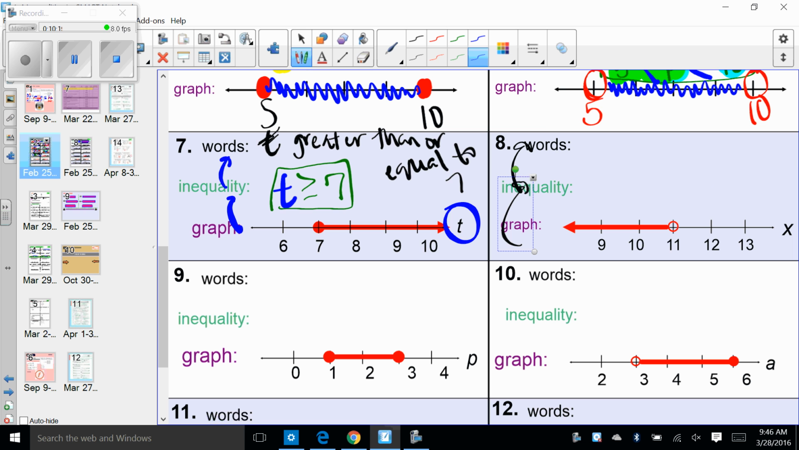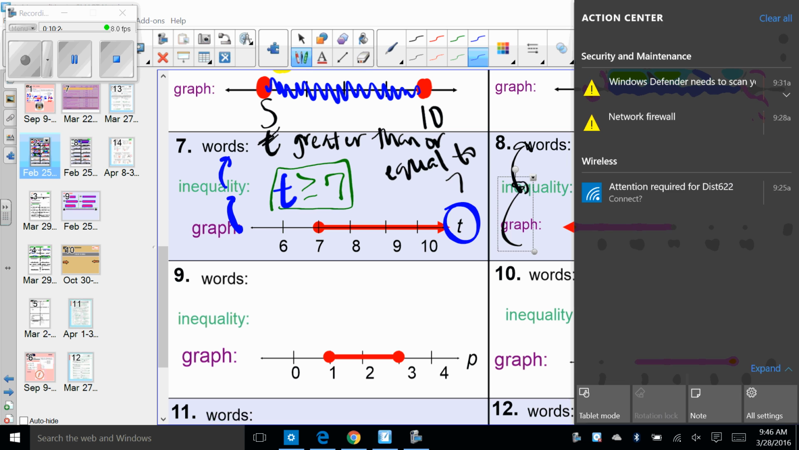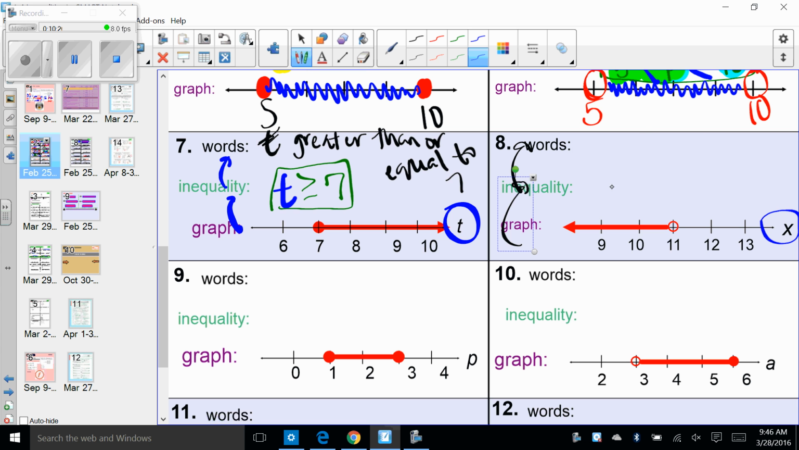We notice that we have this open circle at 11, which means it cannot be equal to 11. So our variable here is x. So we're going to say x is less than 11. Notice it's not equal to because we're not including 11 and we have an open circle there. So I'm going to keep the math words super duper simple here. We're going to just say x is less than 11. Notice it's not equal to, not including, just the values less than 11.